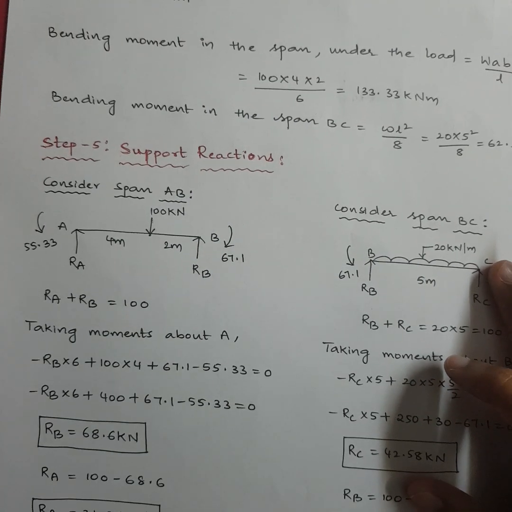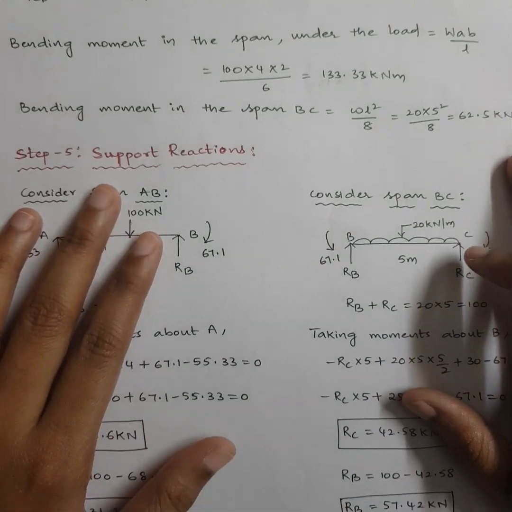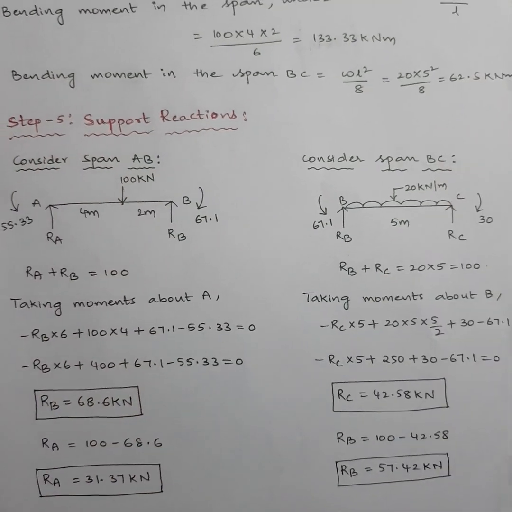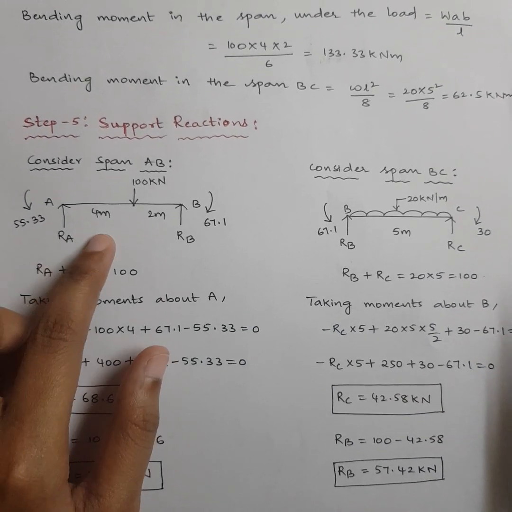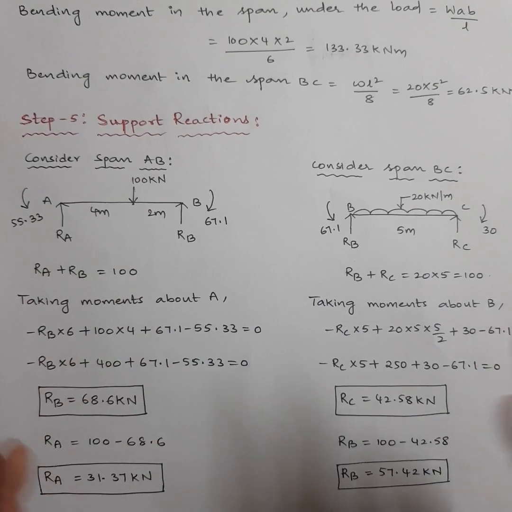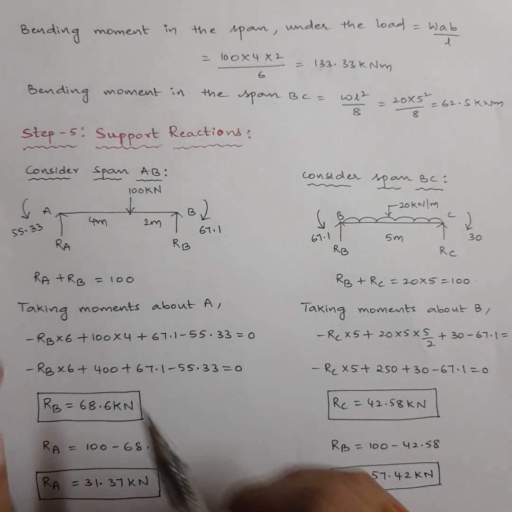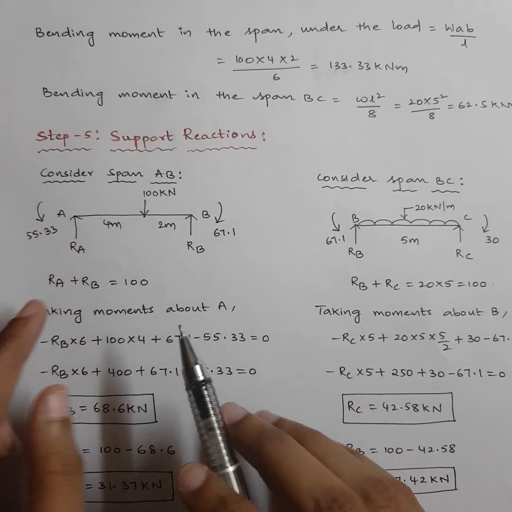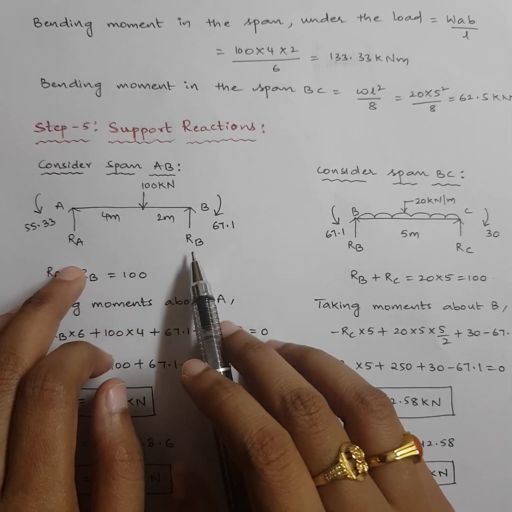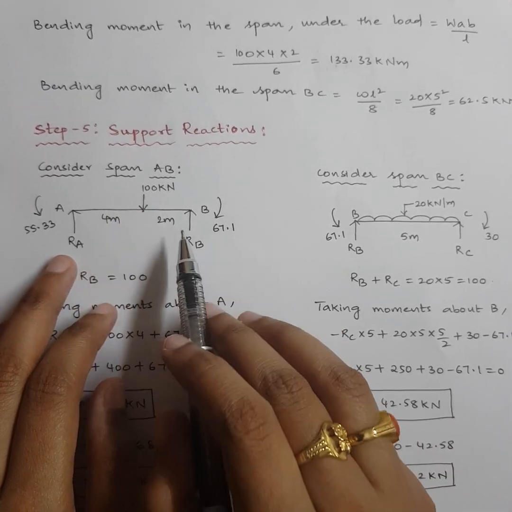Let's continue. Now step 5 is support reactions. I am calculating support reactions in order to draw the shear force diagram. I'll consider the span AB first. You do it separately in order to avoid confusion. So span AB I have drawn separately. This is RA, this is RB, 100 kN, 4 meter, 2 meter.